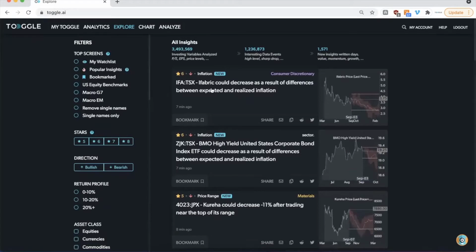The second reason why someone would use Toggle is for risk management. And the way you can do that is by informing the system what exactly you're invested in. And there are 2 ways to do this. And you can find both ways up here. Once you log on, go to the top right and click My Account.